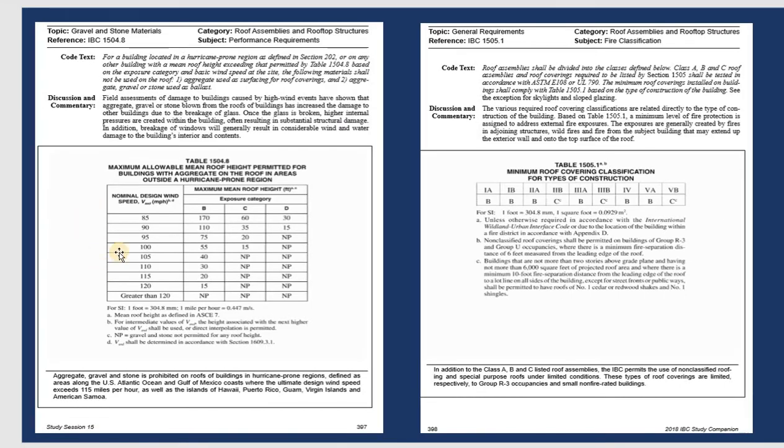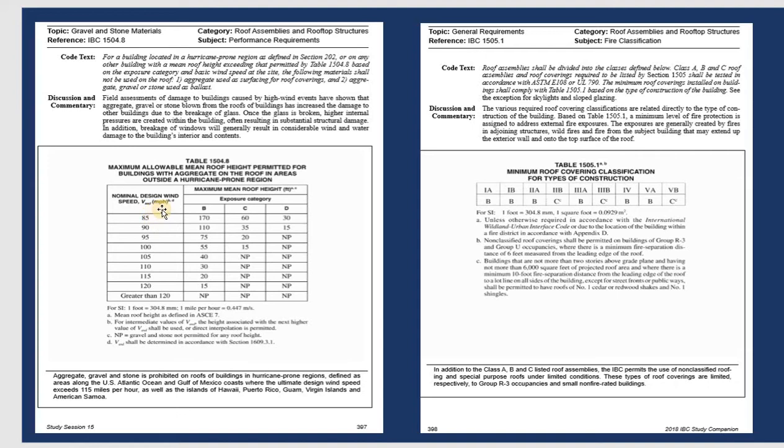This is the table to let you know the maximum allowable roof height permitted for the building with area gauge on the roof in an area outside a hurricane prone region. That is a region that has a lot of hurricanes coming. They have the maximum roof height like this. The nominal design wind speed is in miles per hour. They have from 85 to 120. And like that, you have category B, C, or D. D is a really bad category. C is medium and B is normal.